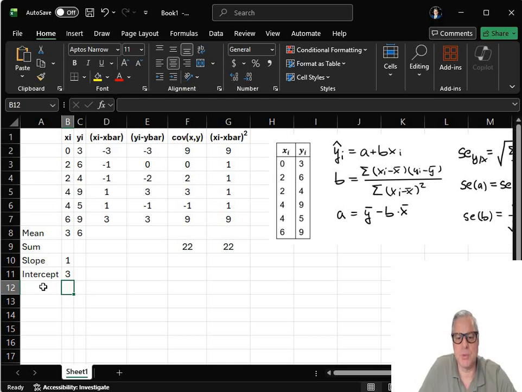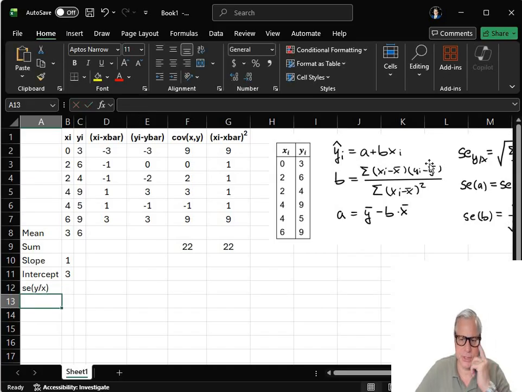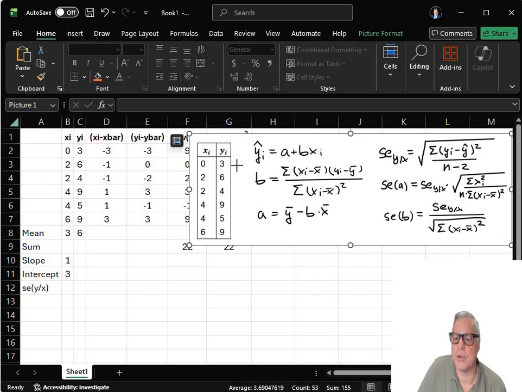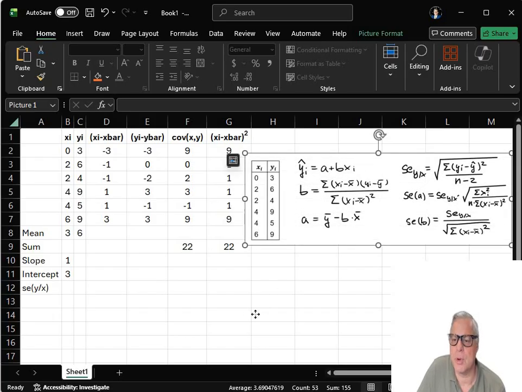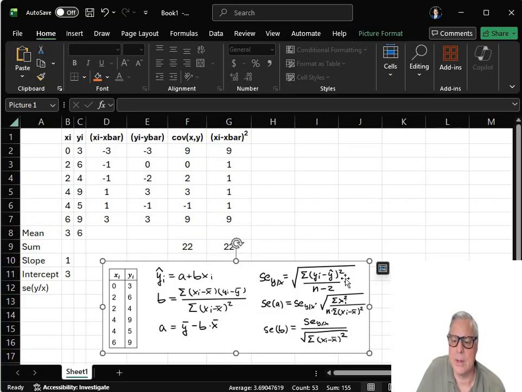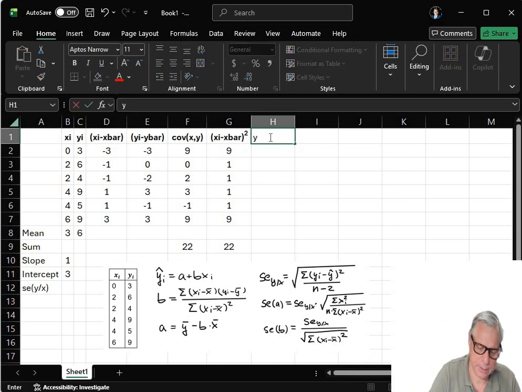Okay, so now let's move to the standard error of the regression. Standard error, and then I call it y/x. That's the standard error of the regression. Okay, so now we need to pull up those formulas, maybe make it a little bit smaller. Okay, we still need the y hats. So y hat, that is the predicted value.